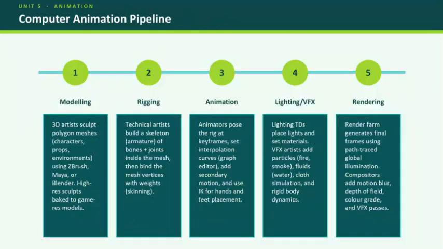The computer animation pipeline is a structured workflow used to create digital animated content, where each stage contributes to building a complete and believable scene. It begins with modeling, where 3D objects and characters are created, followed by rigging, which adds a skeletal structure so they can move. Animation then brings these models to life through motion and performance. In the lighting and VFX stage, visual atmosphere is enhanced using lights, shadows, and special effects to improve realism and mood. Finally, rendering converts the entire scene into final images or frames, producing the finished animation seen by the audience.